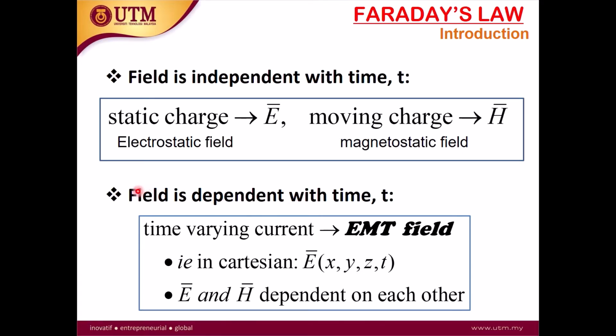Alright, the second part, where the field is dependent on time t, is what our last two chapters cover. Time varying current is also known as the EMT field, electromagnetic. For example, in Cartesian coordinates, we can see that the E field has an extra component, which is time. And here, the E field and H field always depend on each other. If there is an E field, there will be an H field.